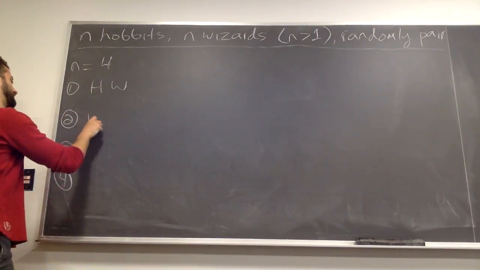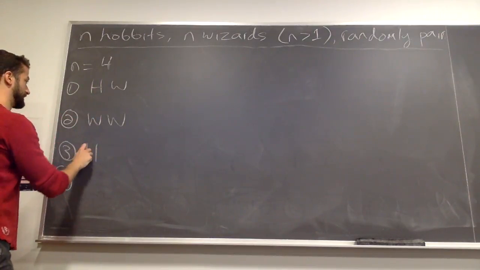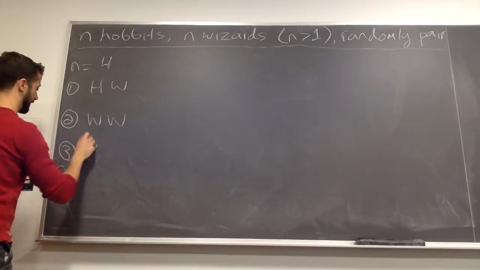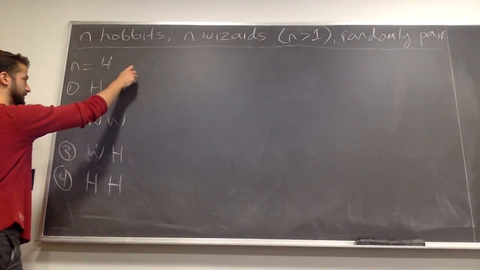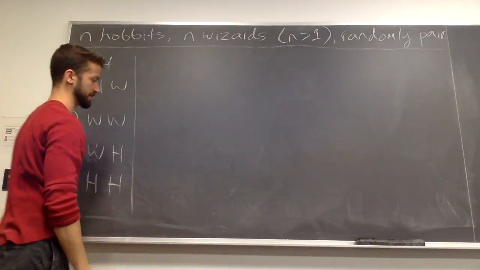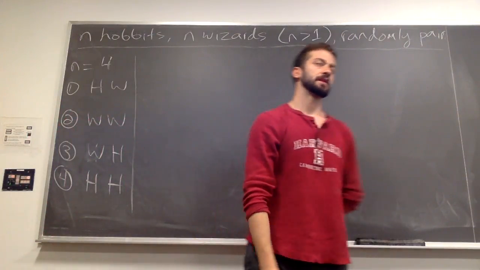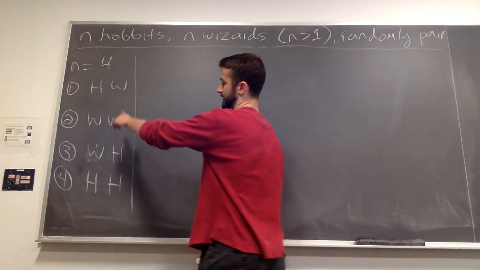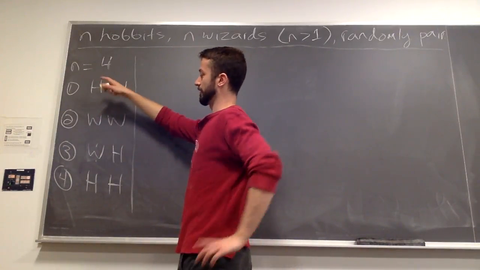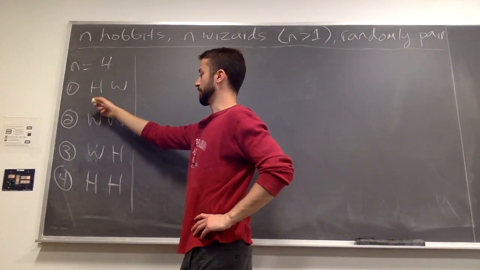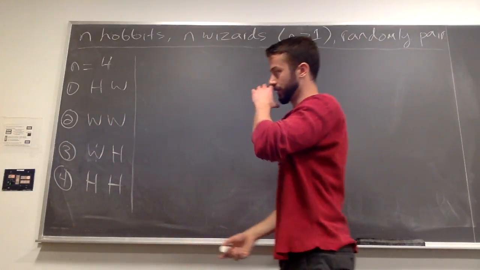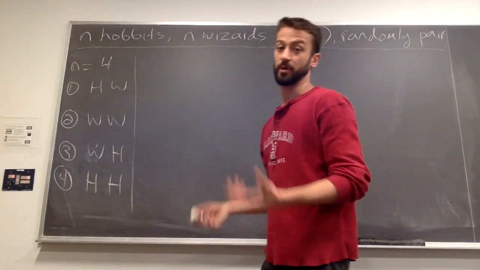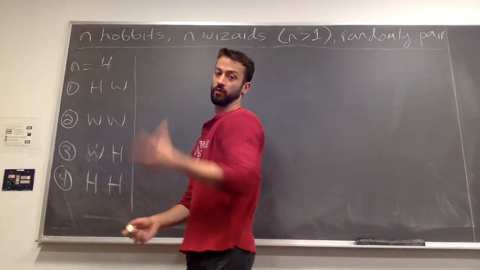So maybe an example here is in the first pair we get a hobbit and a wizard. Maybe in the second pair we get 2 wizards. And maybe 2 hobbits, or maybe let's say wizard, hobbit, and then hobbit. Okay, this is just one potential iteration. This satisfies the problem constraint because we have n hobbits, 1, 2, 3, 4, n equals 4, and we have n wizards, so n equals 4 there. This is one permutation. This is considered one random pairing.